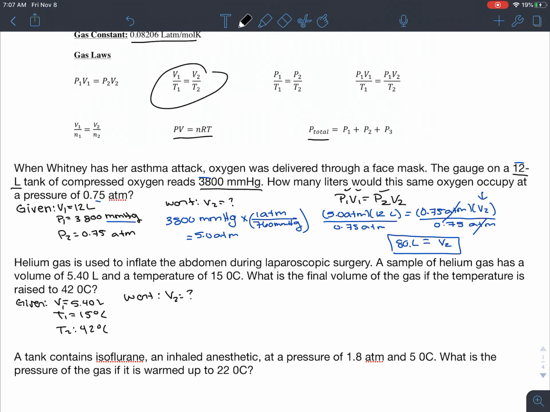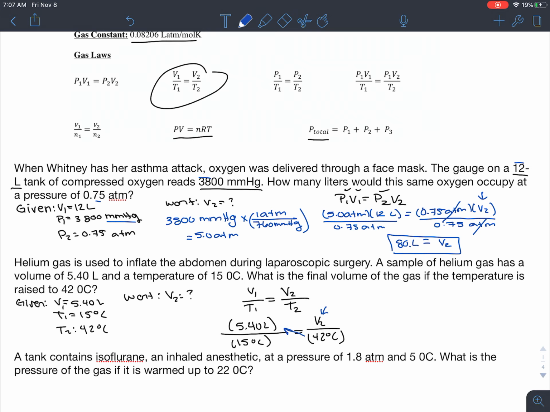So this time, Charles's law is going to come into play. So I'm going to use this law. I have V1 over T1 is equal to V2 over T2. Now you can first plug things in and then solve, or you can rearrange your equation. So I have my first volume, which is 5.4 liters, over my first temperature, which was 15 degrees Celsius. Note that I'm not converting because the units will cancel. V2, which I don't know, over 42 degrees Celsius.